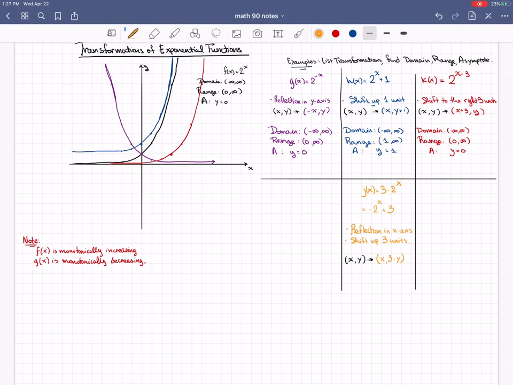So let's look at the graph. So the point 0, 1, I'm actually going to trace it through. 0, 1, reflect in the x-axis, that gets us to 0, negative 1, and then up 3 units. So that lands there at 0, 2. Okay. Let's do 1, 2 next. Reflect in the x-axis, and then up 3 units. So it lands there.